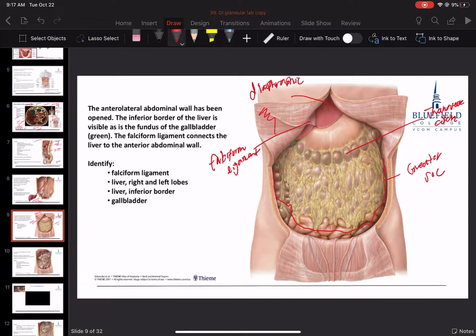So now just think about this. What about the lesser omentum that's going to connect the stomach to the liver? Where do we see that here? Where is that?